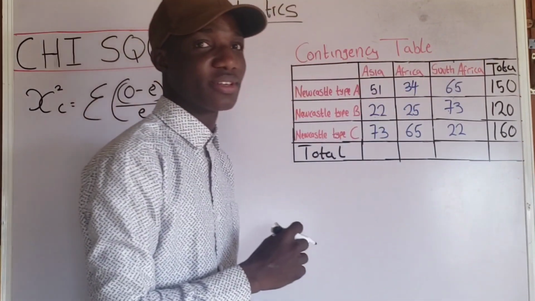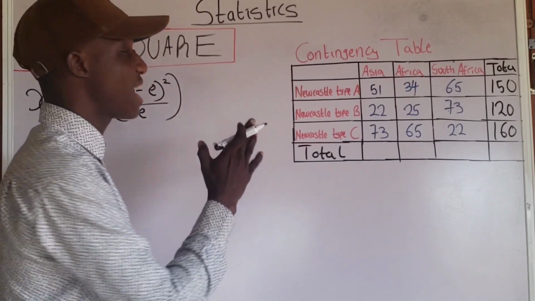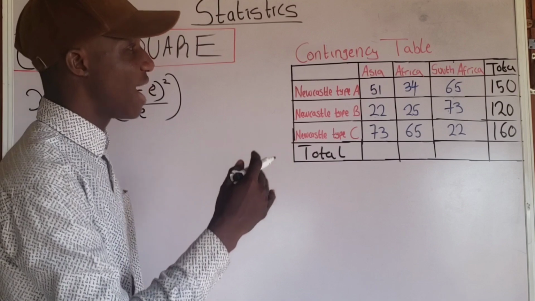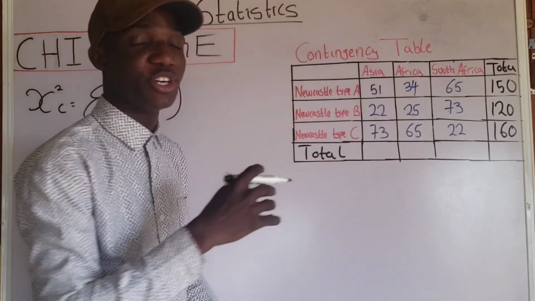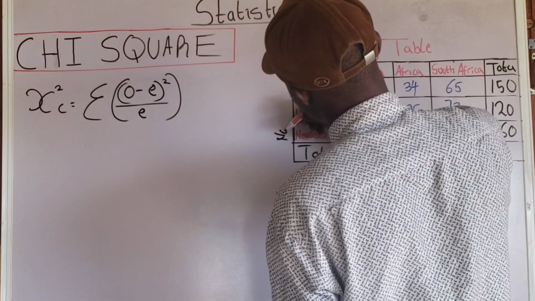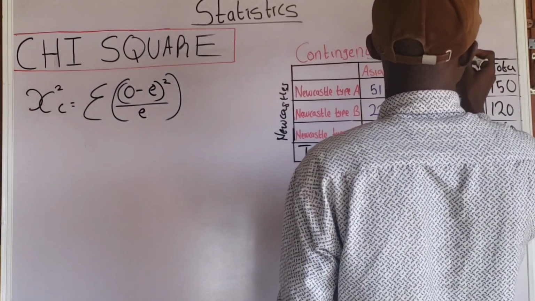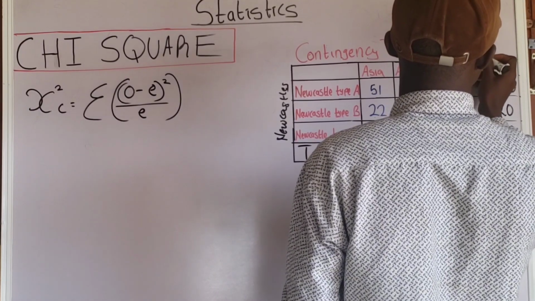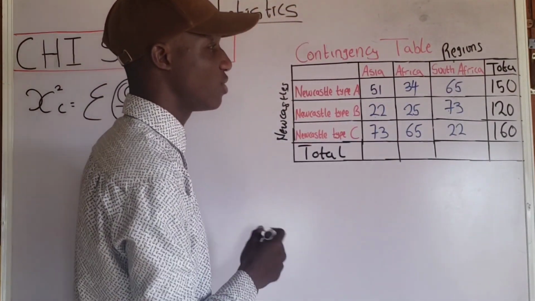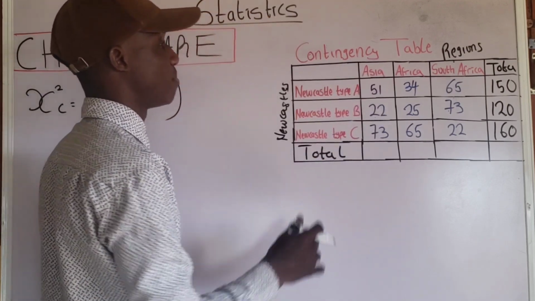You know that the categorical variable that lies in the rows are the Newcastle types, and in the columns we have the regions. Let me even put it: Newcastles, then here we have the regions. We have 3 regions and 3 Newcastle types. Now, let us sum the columns.